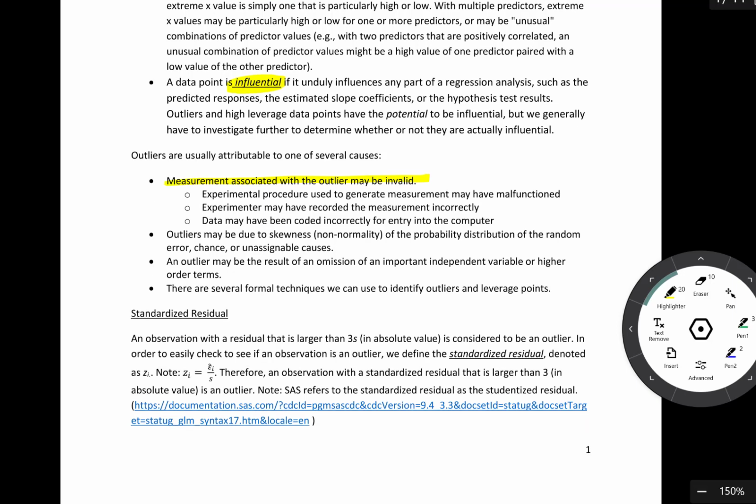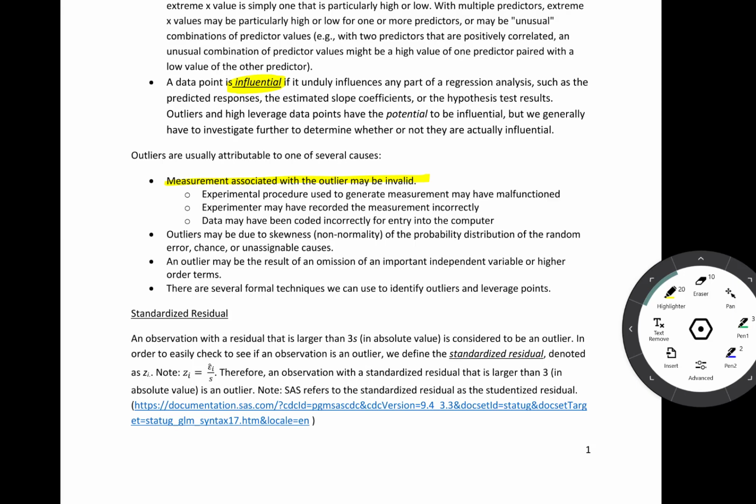Outliers may also be a result of an omission of an important independent variable or higher order terms. So this is another way that we can use these to help us assess the fit of our model. It may be that the model we chose isn't necessarily the best, and there may be another one that we could choose for which we won't have outliers. So it's just something to consider. Now there are several formal techniques we can use to identify outliers and points with high leverage. We're going to look at just a couple of them, but do know that there are other ones, and I'm going to have you look at a couple additional ones in the practice problems for this module.